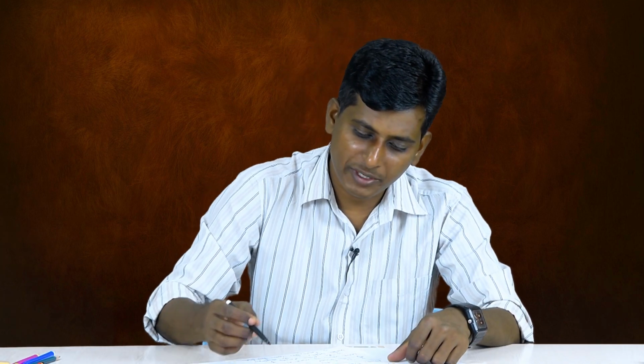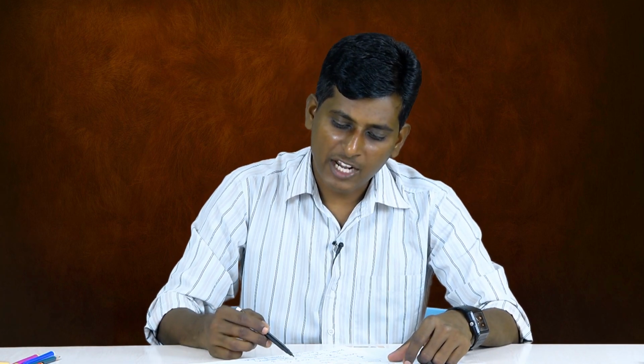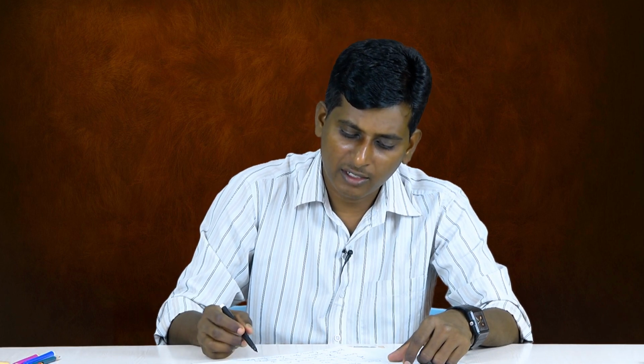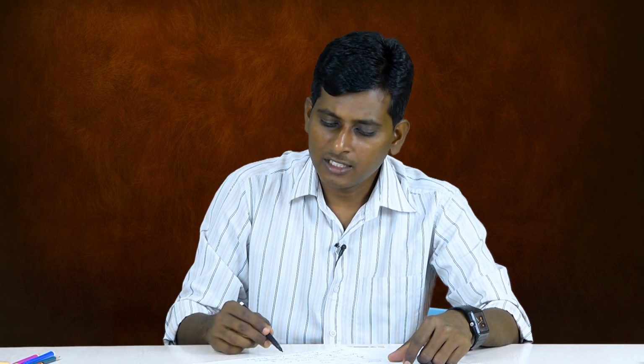Here the humidity has two parameters. First one is absolute humidity, second one is relative humidity, generally called RH percentage. What is absolute humidity? The actual water vapor present in the air. The absolute humidity is the actual density of water vapor in the atmosphere. The unit is gram per cubic meter or cubic foot.